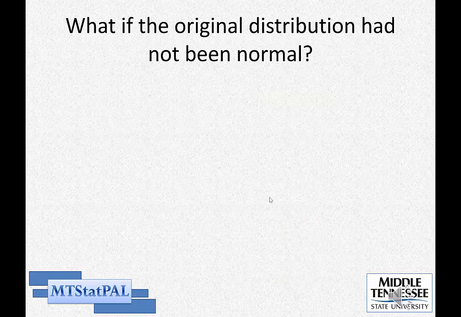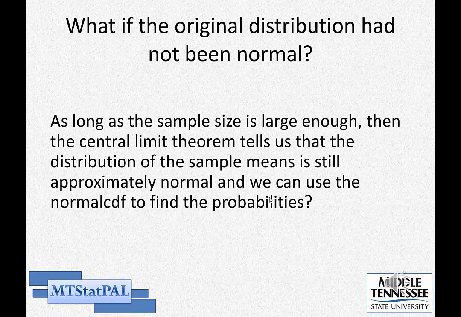Next, we should ask ourselves, what if the original distribution had not been normal? As long as the sample size is large enough, then the central limit theorem tells us that the distribution of the sample means is still approximately normal, and we can use the normal CDF to find the probabilities.